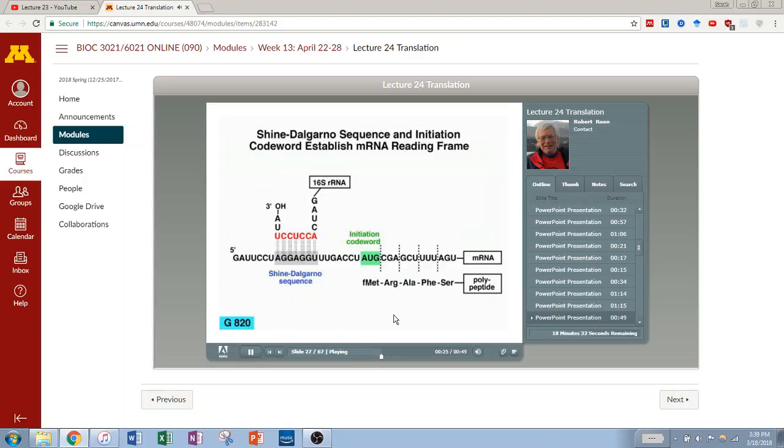The importance of the Shine-Dalgarno sequence is that it results in initiation at the nearest AUG. That ensures that protein synthesis will proceed from the correct start codon and in the right reading frame. If initiation were to occur at some other AUG codon further downstream, it is likely that elongation would occur with the wrong reading frame, which would produce a meaningless truncated protein.